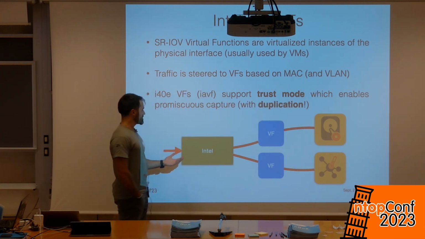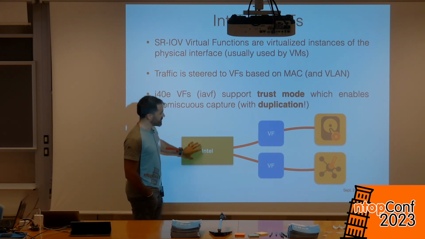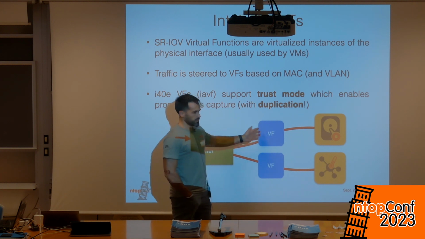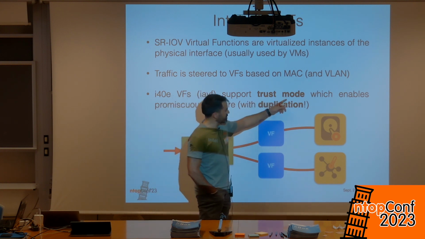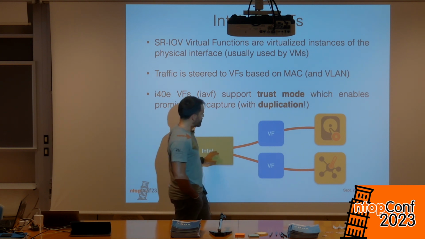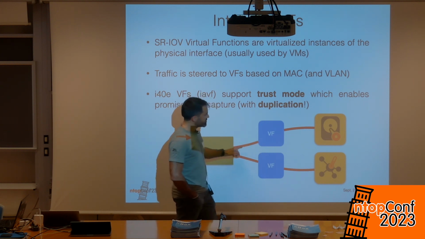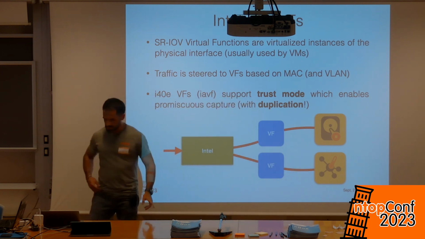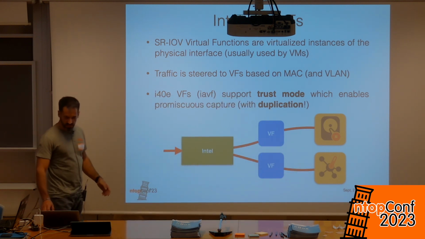So what this means is that we can configure the adapter with multiple virtual functions, similar to what we do with virtual machines. We enable this trust mode, and with this configuration we're able to duplicate the traffic. So we can send the same traffic to disk and to forwarding. So this was something new with Intel.